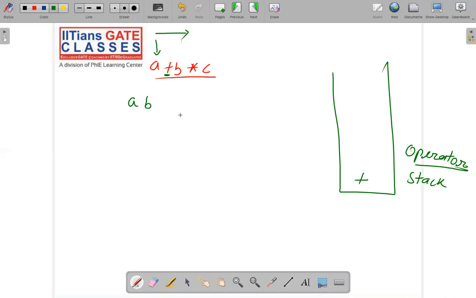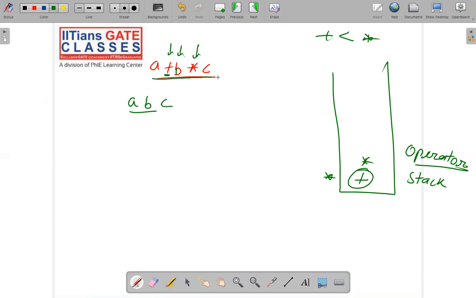Now the pointer is on B. Pointer was on plus, so we push plus; there's nothing in the stack to compare with. Then B, then star. B is not an operator, so we print B. Then star comes up. Plus has low priority compared to star. So in case of low priority, what do we do? We push it, and we print C.